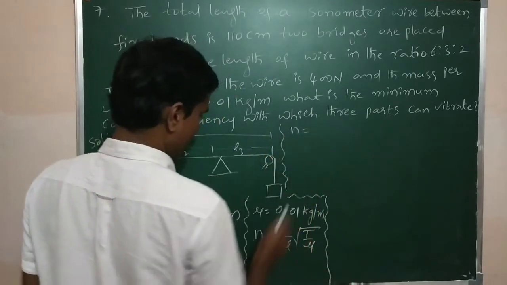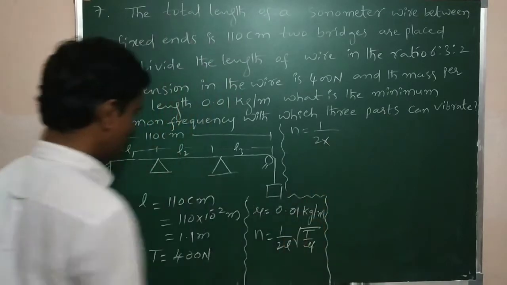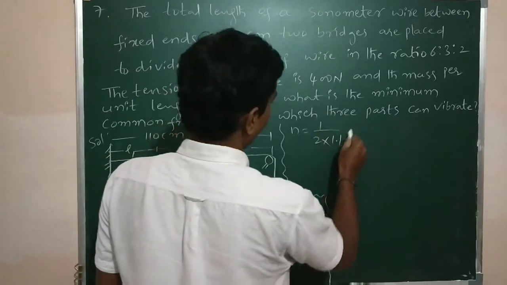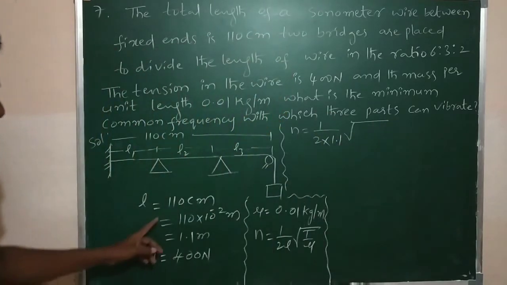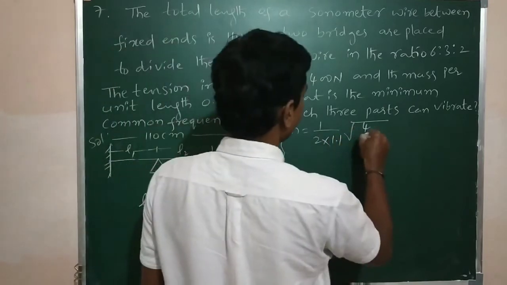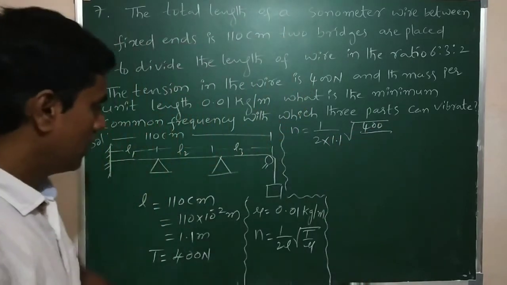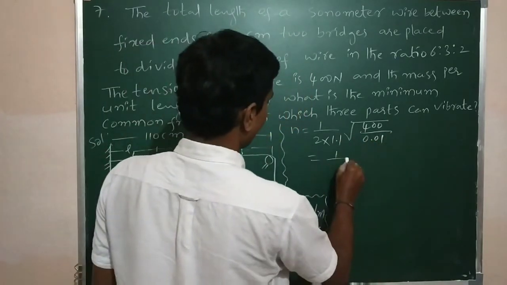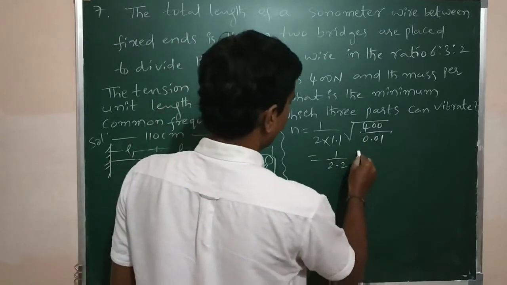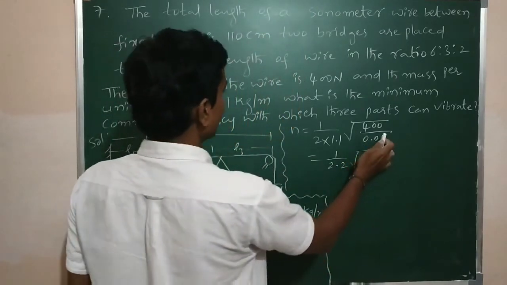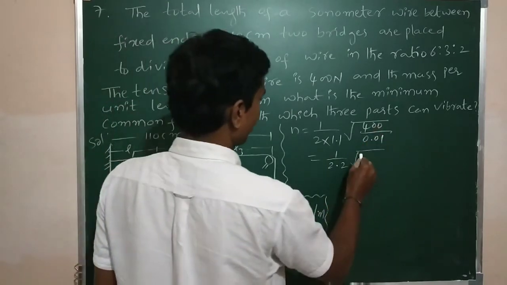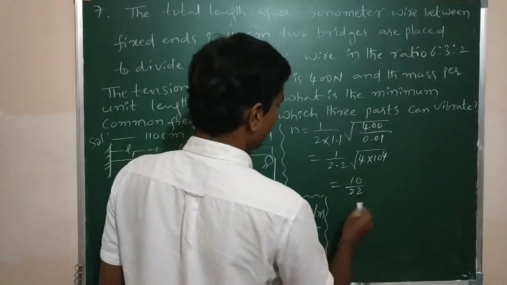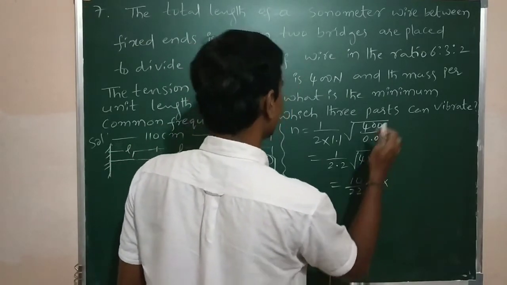Here n is equal to 1 by 2L. 1 by 2 into, what is the L value? 1.1. Into root, what is T? Capital T value is 400 newtons, divided by mu. Mu is 0.01. So it is 1 by 2.2 times root of 400 by 10 to the power of minus 2, which is 4 into 10 power 4. Finally, that is 10 by 22 into 2 into 10 to the power of 2.